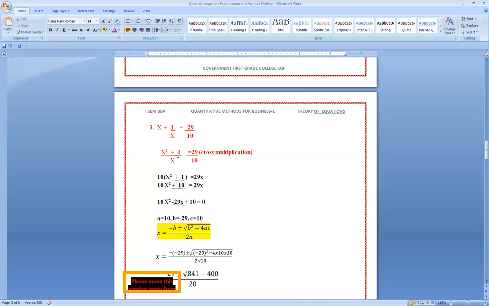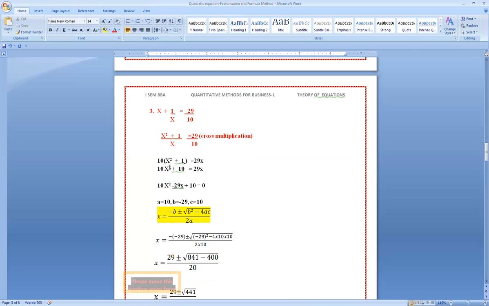Now what we have to do, because on the left side or right side there are no numbers or x to be added, we should simply go for cross multiplication. 10 into x square plus 1 is equals to 29 into x. Now remove the brackets on the left side. 10 into x square is 10x square, plus into plus is plus, 10 ones are 10, equals 29x.